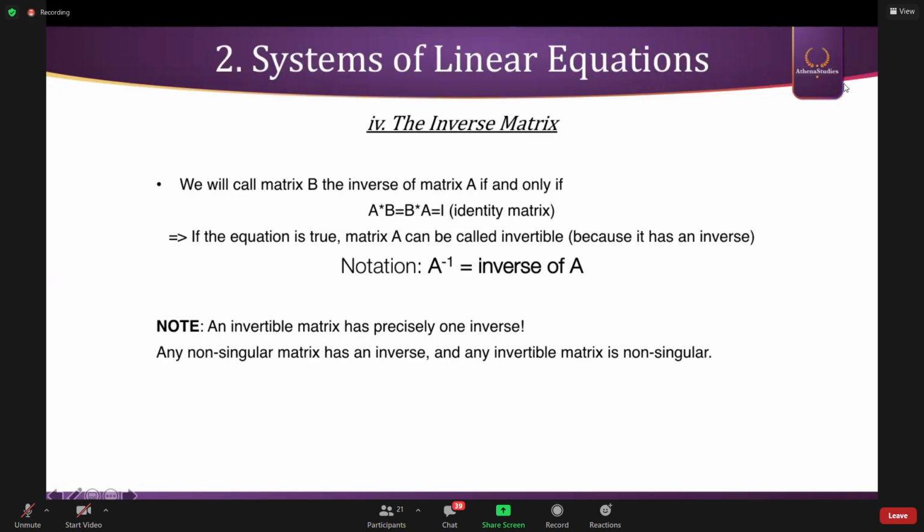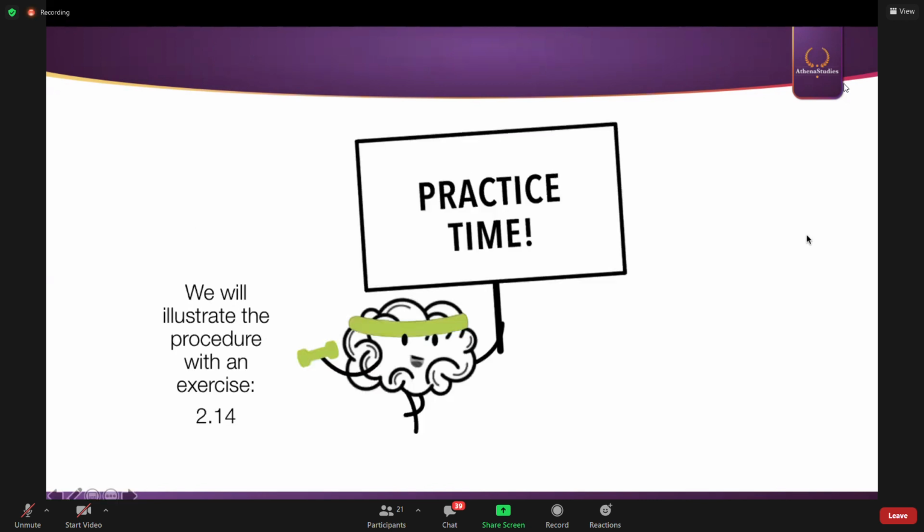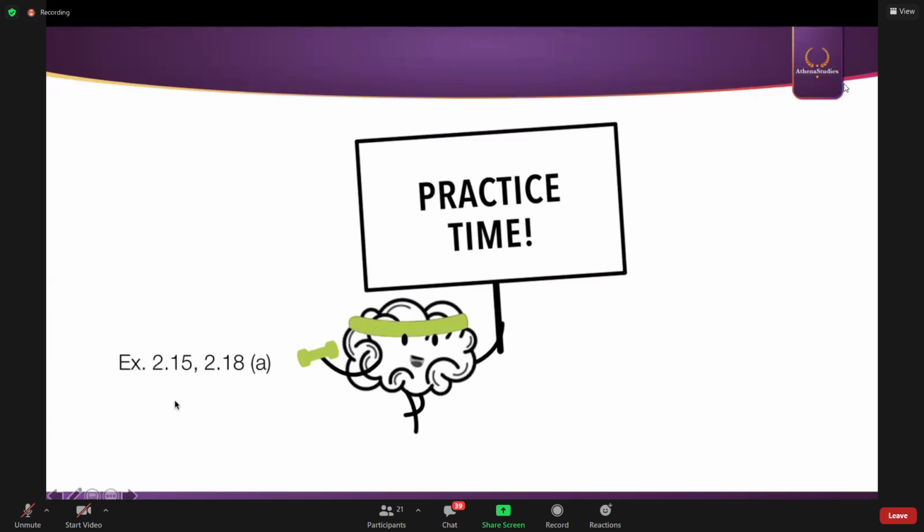And now I wanted to practice with you and actually show you how we calculate the inverse of a matrix. Because again, I believe the actual representation will be a little bit more efficient than me just rambling on with theoretical points. However, exercise 2.14 is a great exercise, but it's for you to do as homework because it only speaks about the singular versus non-singular matrix. The same for exercise 2.15. And we will work together exercise 2.18, part A.